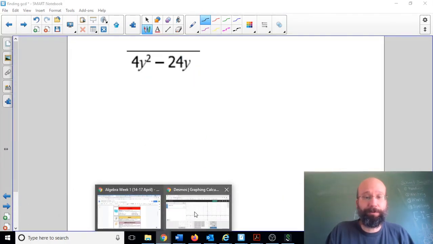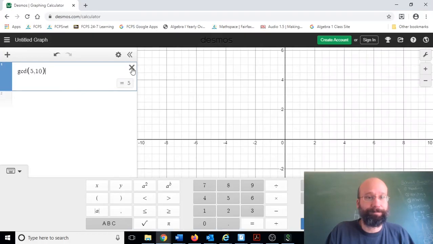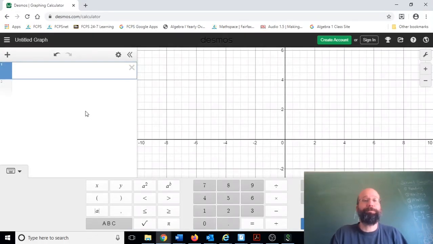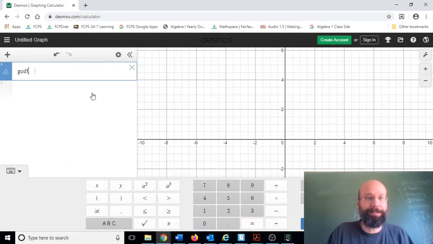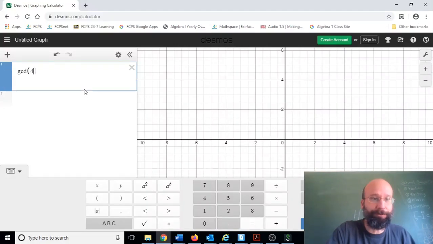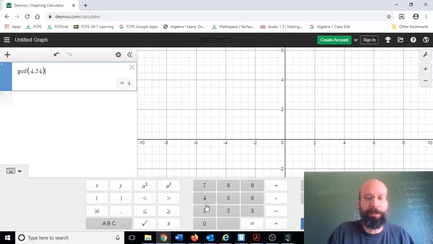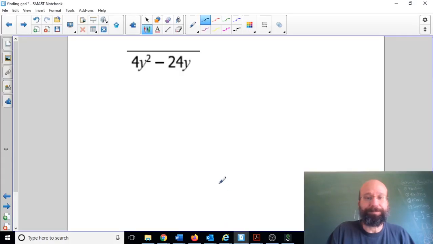So we're going to go to Desmos, and I'm going to show you from the start again. You hit this keyboard and you go to Functions, and it's in Miscellaneous under GCD. So you put in the two terms, 4 and 24. And it tells you that the GCD, or in our case, the GCF, is 4. So we know that our GCF for the two numbers is 4.